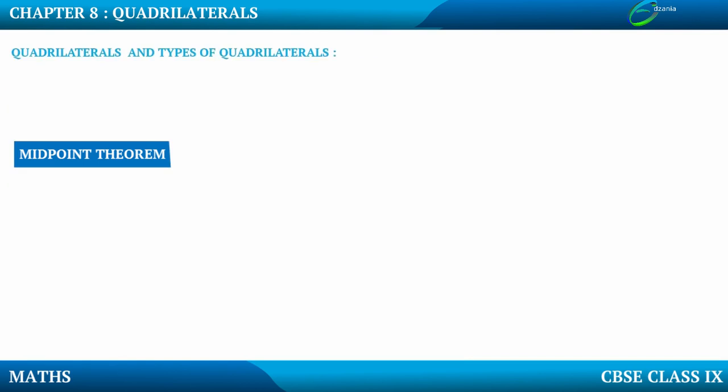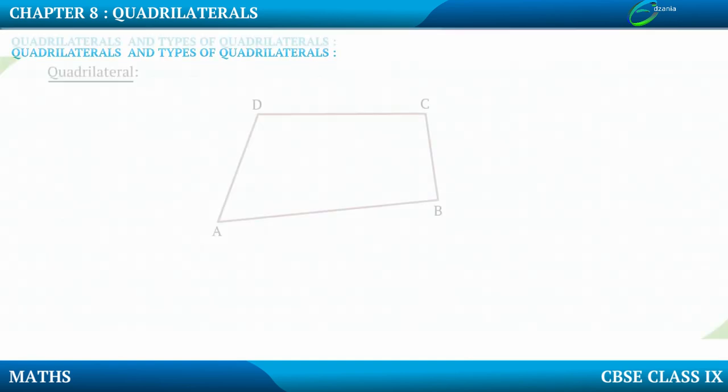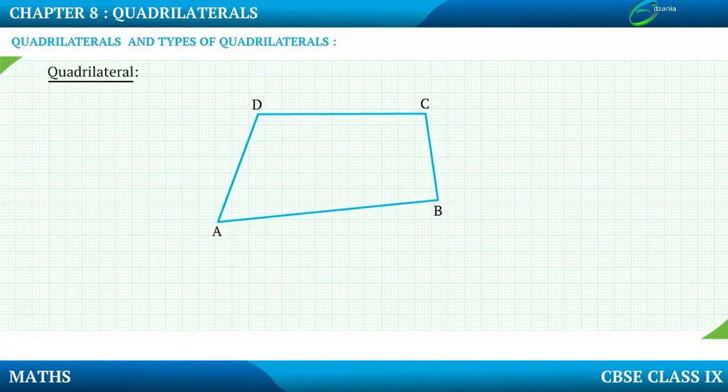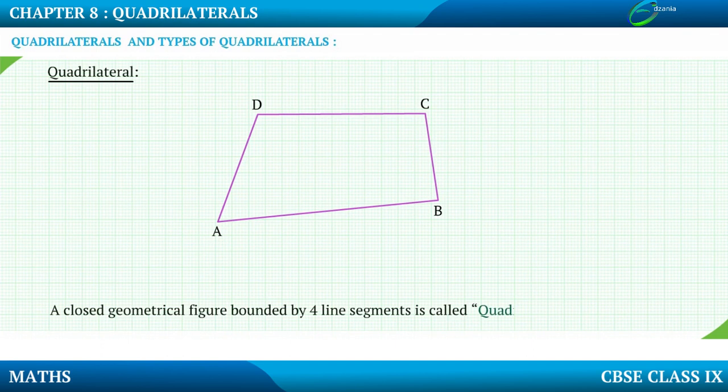We will move on to quadrilaterals and types of quadrilaterals. This is just a recap of class 8. Let us see the quadrilaterals and types of quadrilaterals one by one. A closed geometrical figure bounded by 4 line segments is called a quadrilateral.